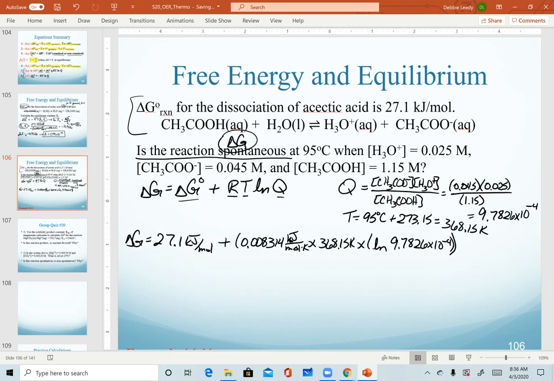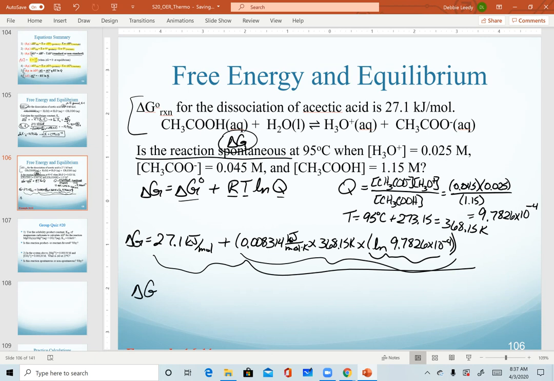For this calculation, the easiest thing to do for the setup, I think, is to actually plug everything in backwards. So I actually like to take the ln of my Q, keep this number in my calculator. So do this one first, then multiply by my R and T. And then add everything to my delta G naught. That way I don't have to retype anything in. I can keep all of the numbers in my calculator.